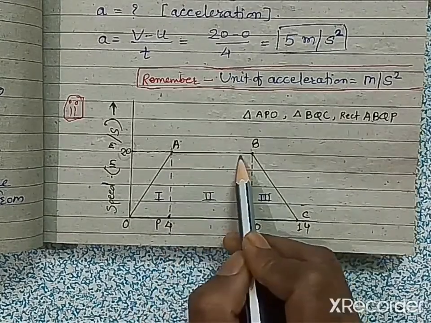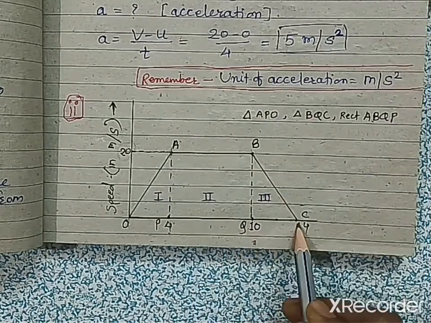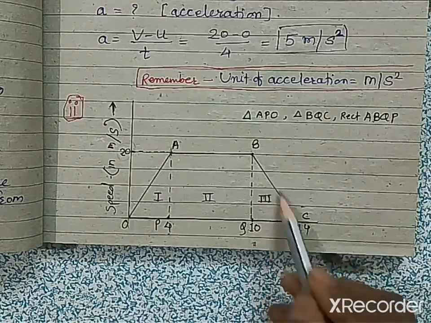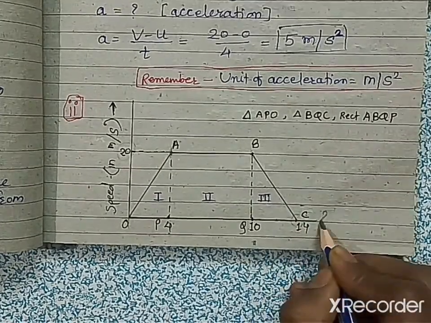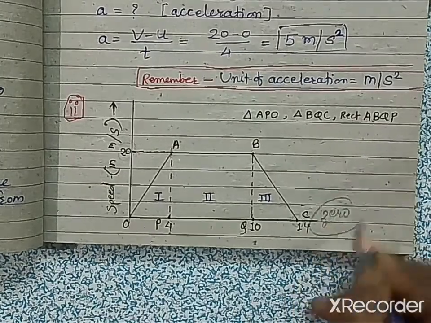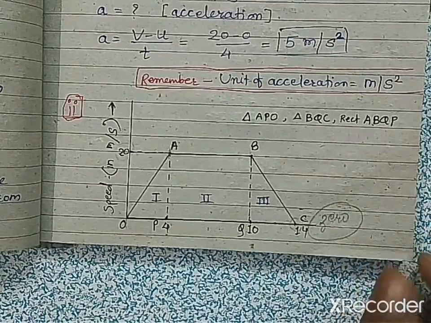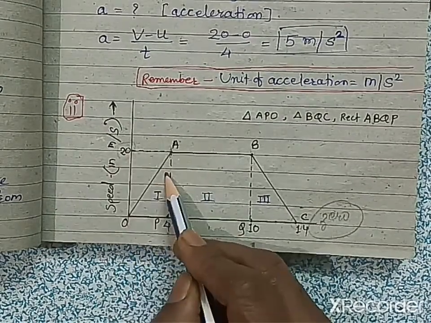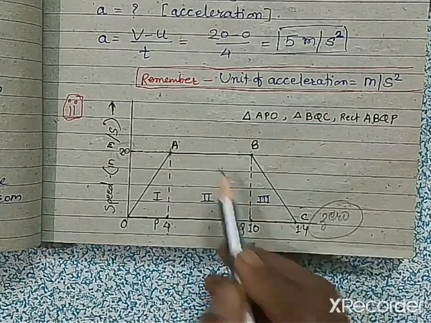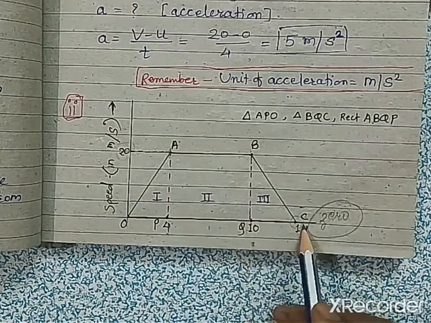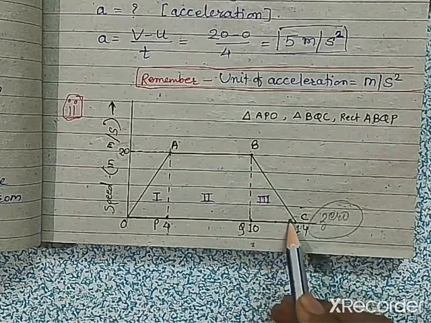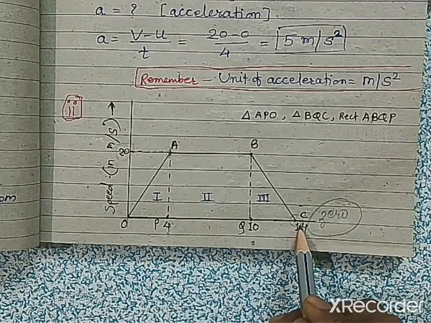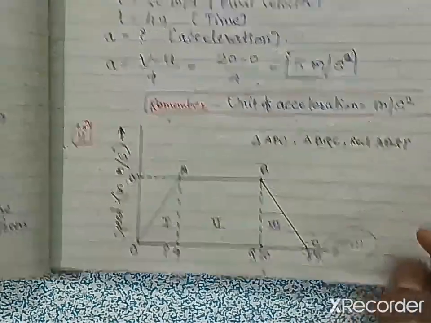Okay, this is constant speed. And from 10 to 14 seconds, again the speed is decreasing, and here it becomes 0. So we can say that from 0 to 4 seconds the speed increases constantly till 20 meters per second, from 4 to 10 seconds there is a constant speed, and from 10 to 14 seconds the speed decreases constantly and becomes 0. So this is the first answer. Then we have to find the acceleration of the car during the first 4 seconds.